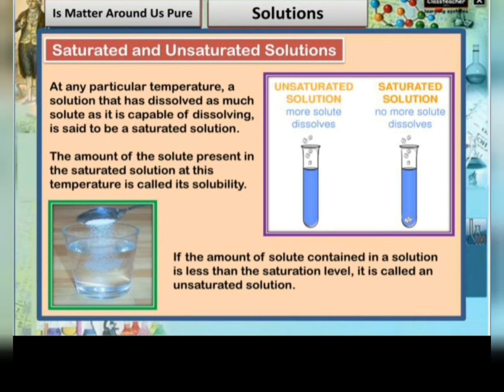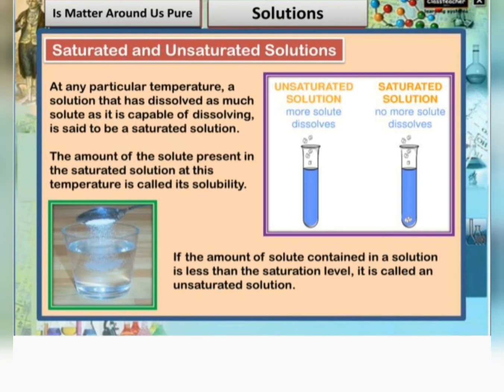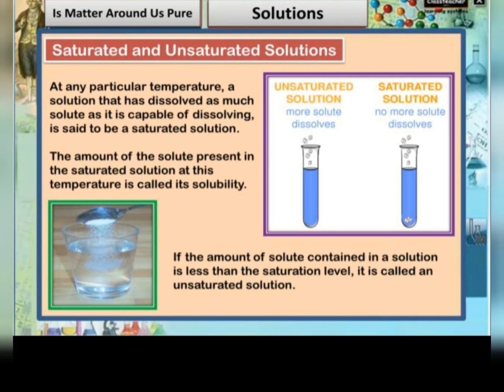Now, what is a saturated solution? A solution in which no more solute can be dissolved at that temperature is called a saturated solution. So it means now the solute has reached its maximum level. Now the maximum amount of solute has dissolved in that solvent at that temperature, and no more solute can now be dissolved. So that is a saturated solution.